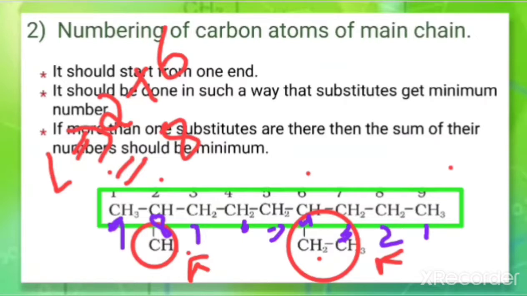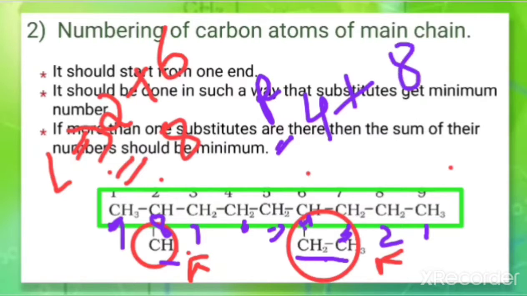Now just make the sum of the positions of these groups from the right side. When we find the position here, that is the ethyl group. Now it is on the fourth carbon that I marked with violet. This is the ethyl substituent, on the fourth position. So that is 4 plus, what is the position for the methyl group? That is the 8th position. Make the sum, you will get 12.